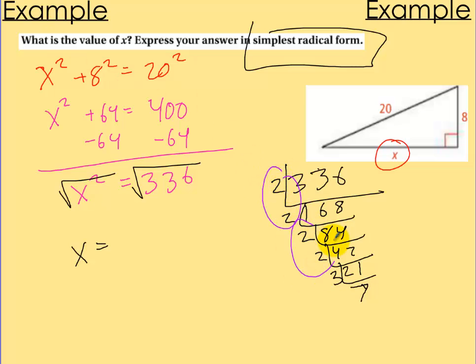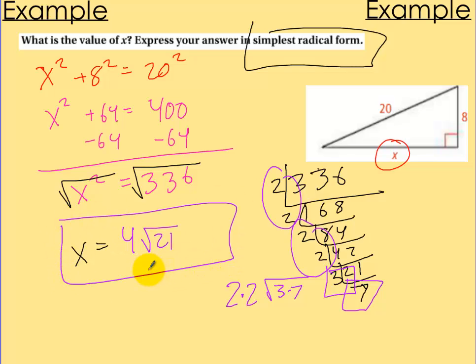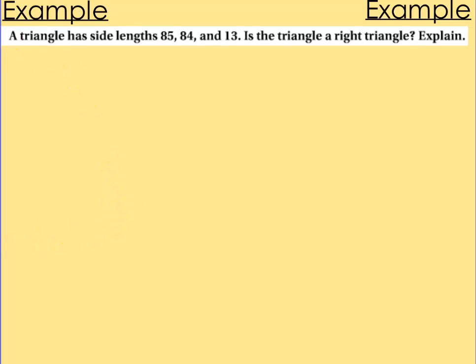Got a pair of 2's and a pair of 2's. A lone 3, a lone 7. Pairs come to the outside, so the outside is 2 times 2. Inside is the square root of 3 times 7. So that reduces to 4 square root of 21. And that's your simplest radical form answer. Next one. Pause the video.